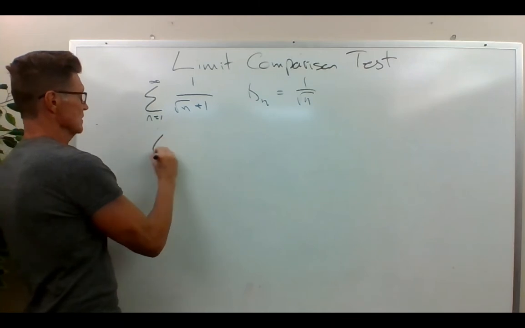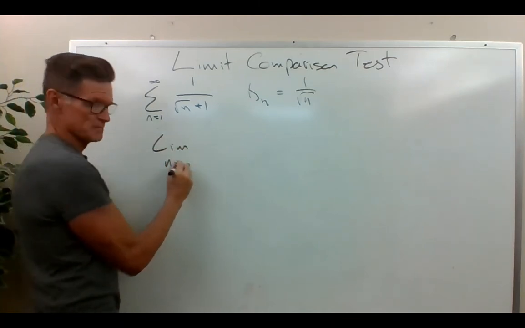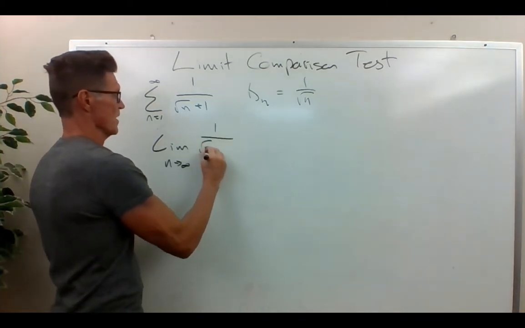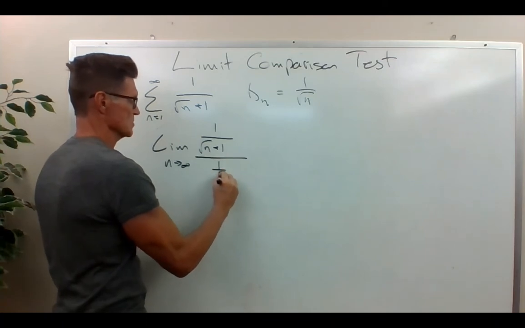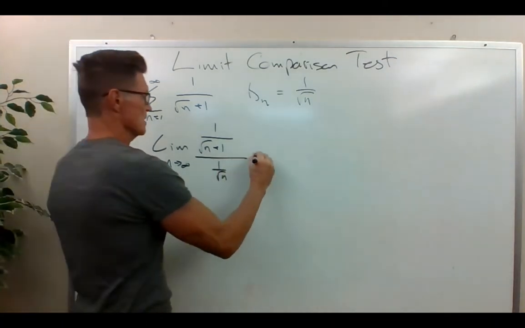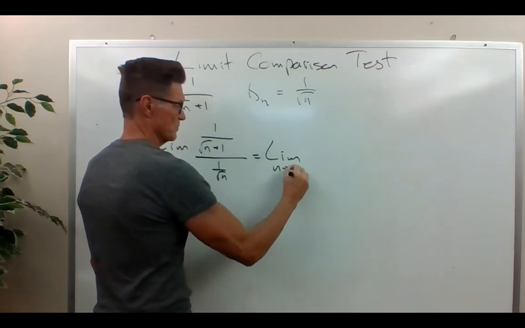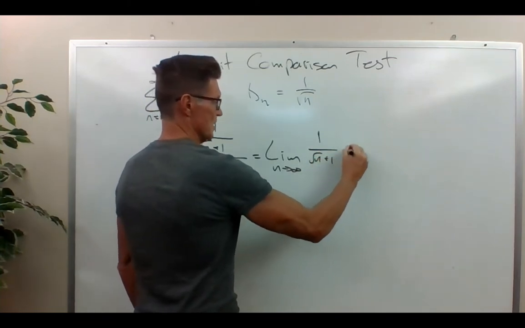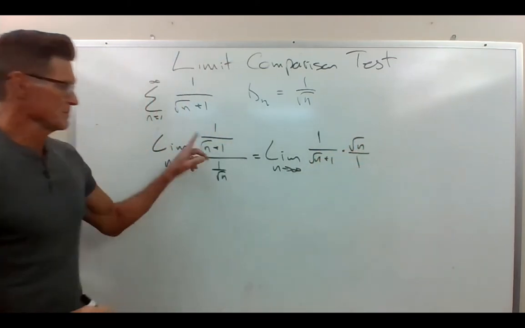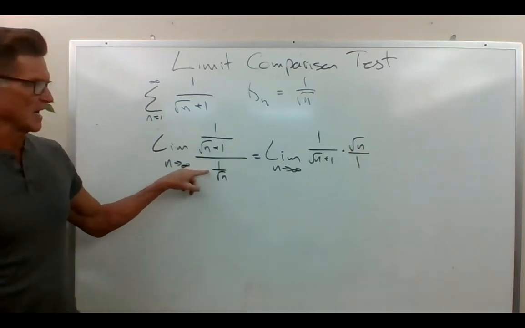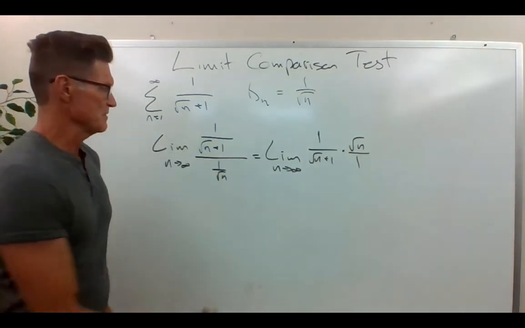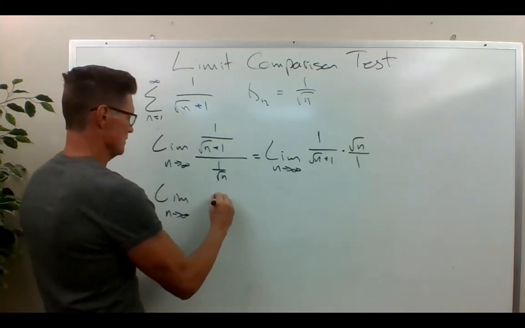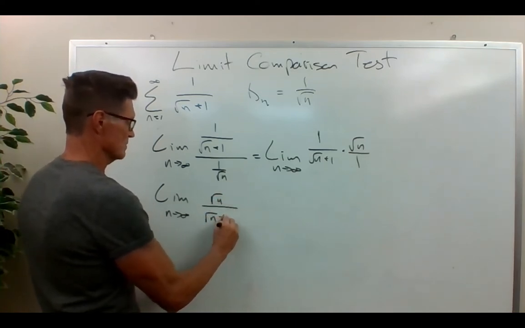We now want to take the limit as n approaches infinity of the ratio of a sub n, that's 1 over the square root of n plus 1, divided by 1 over the square root of n, which becomes the limit as n approaches infinity of 1 over the square root of n plus 1 times the square root of n over 1. All I'm doing is a little basic math: instead of dividing, I am multiplying by the reciprocal. And then we could change that to the limit as n approaches infinity of the square root of n over the square root of n plus 1.